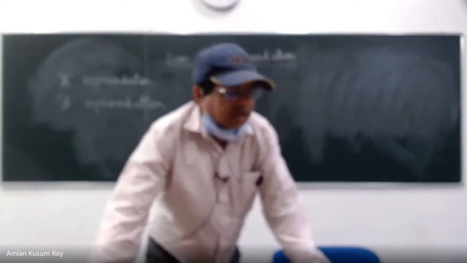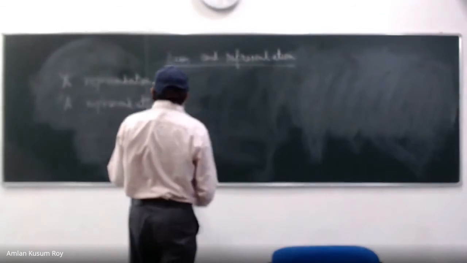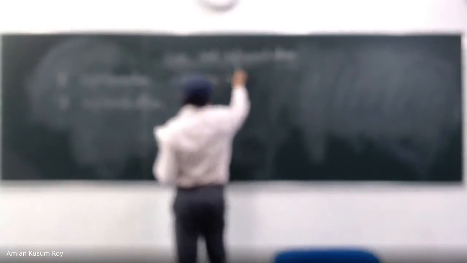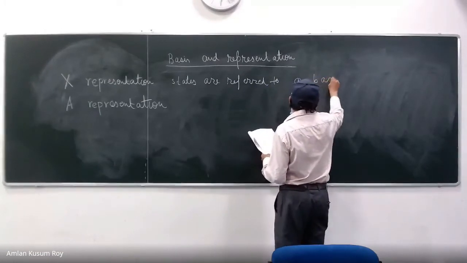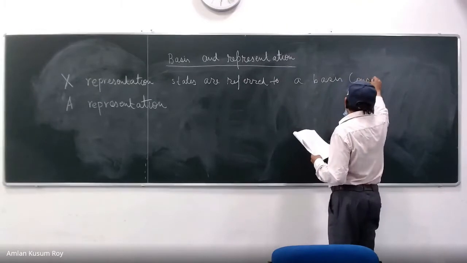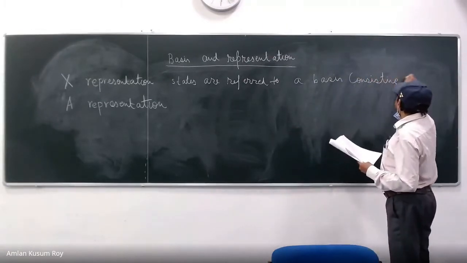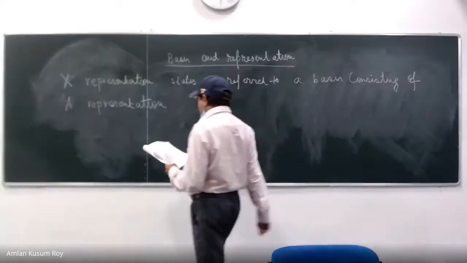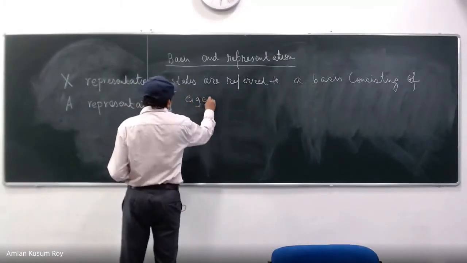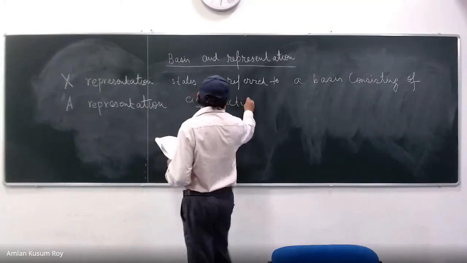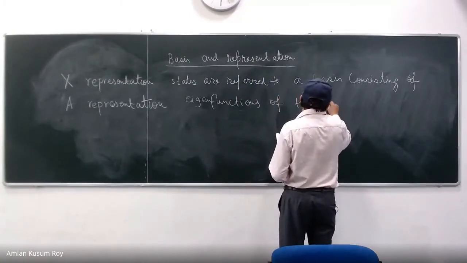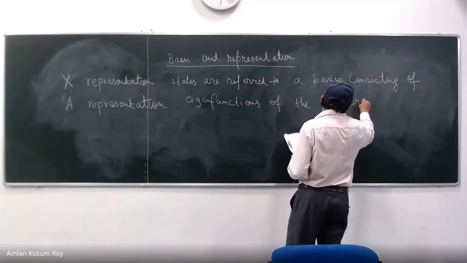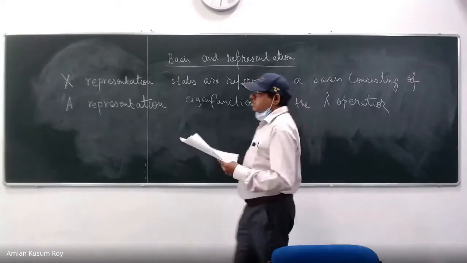What is that? Let me write a statement. In a representation, states are referred to a basis consisting of eigenfunctions of the A operator. It is as simple as this.